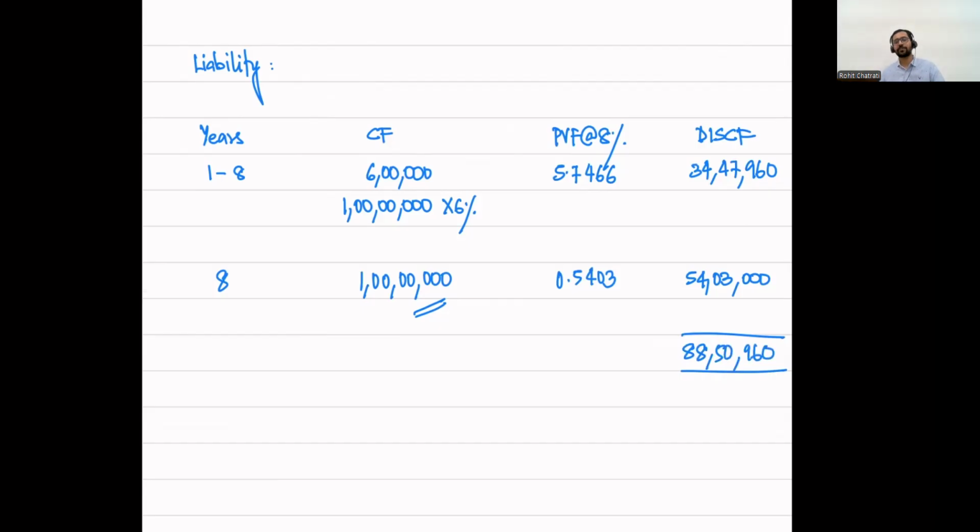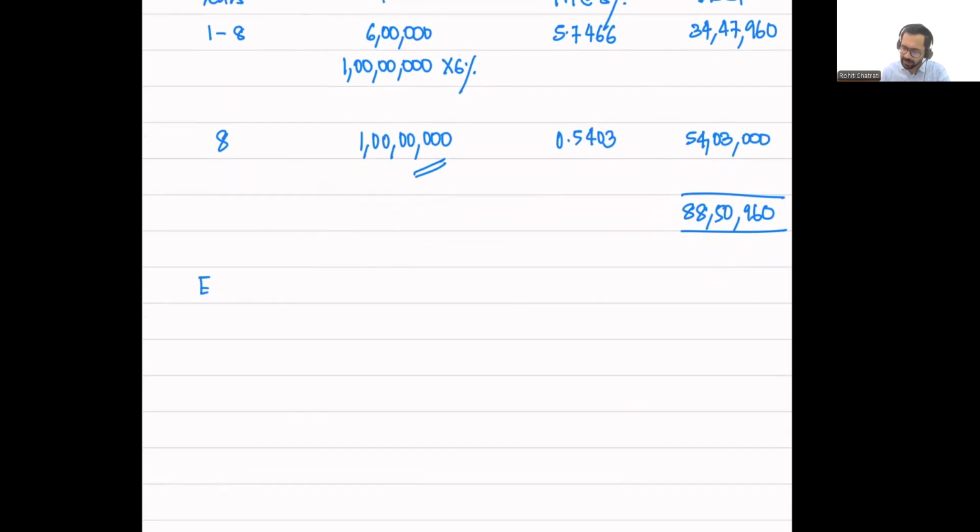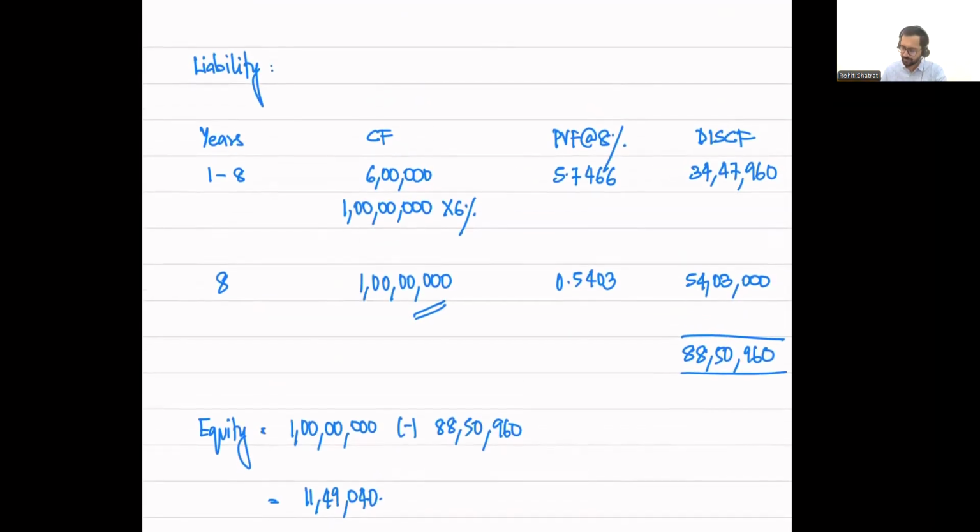All right, so 88 lakh 50,960 is the value of the liability. Therefore, equity will be calculated as a balancing figure, which is going to be equal to 1 crore rupees less 88 lakh 50,960, which is going to be equal to 11 lakh 49,040 rupees. All right, so the amount of equity will be 11 lakh 49,040.